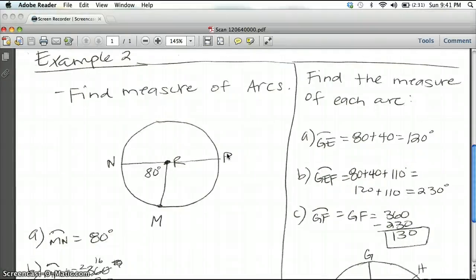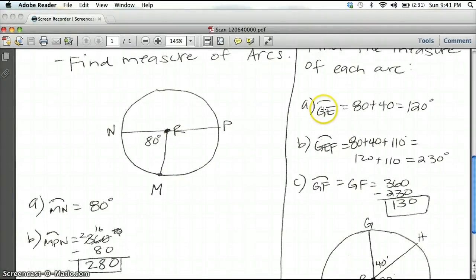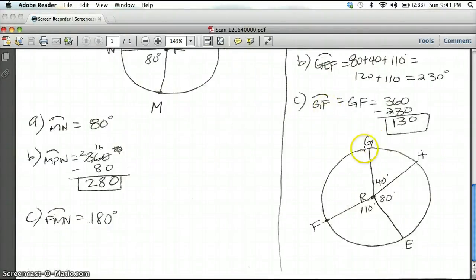So find the measure of each arc. The first arc says arc GE. We don't know what that entire arc is, but we know what our angles are. Our angle GRH is 40 and HRE is 80. And remember, if we have our angle, then we have our arc. So arc GH is 40 and arc HE is 80.